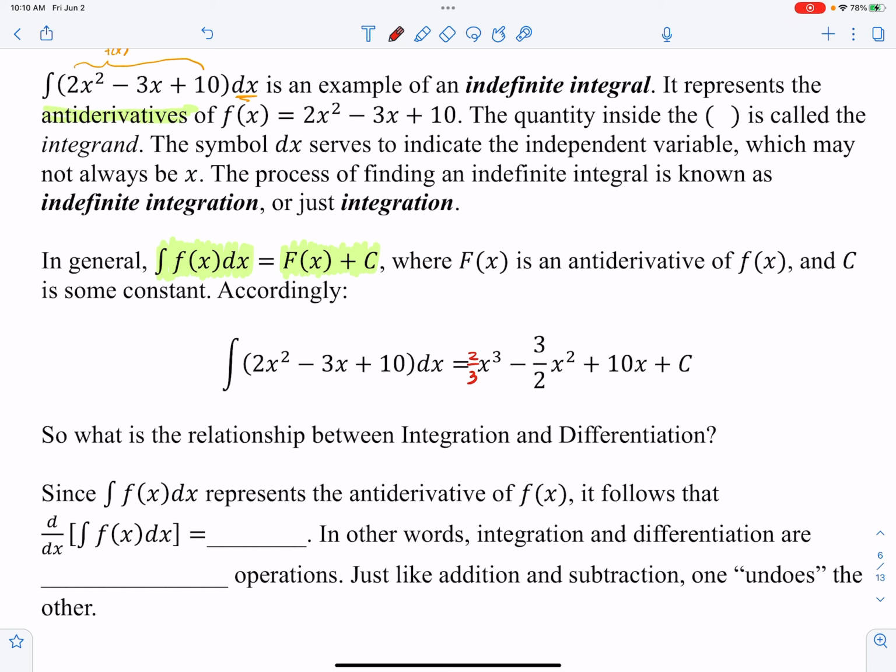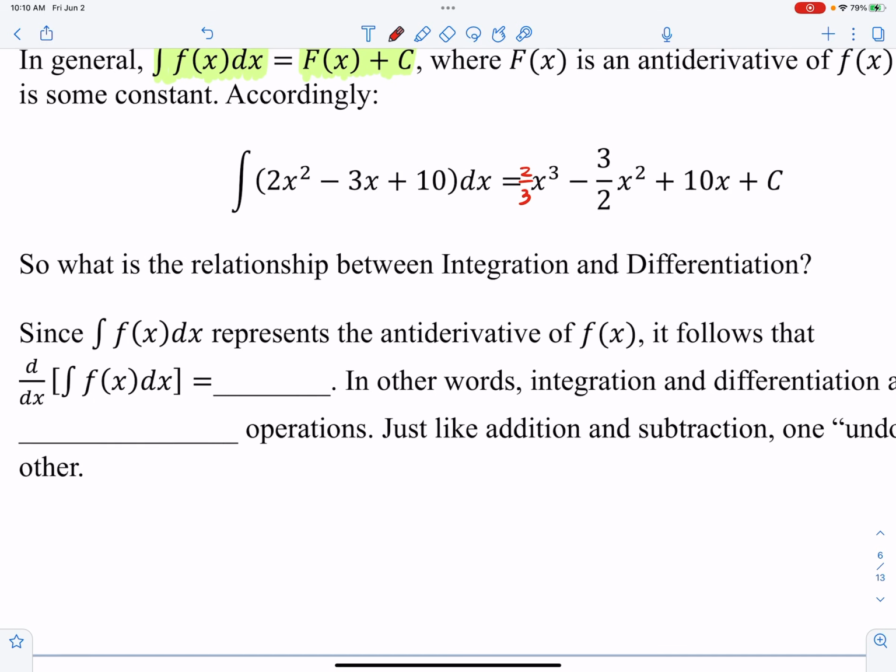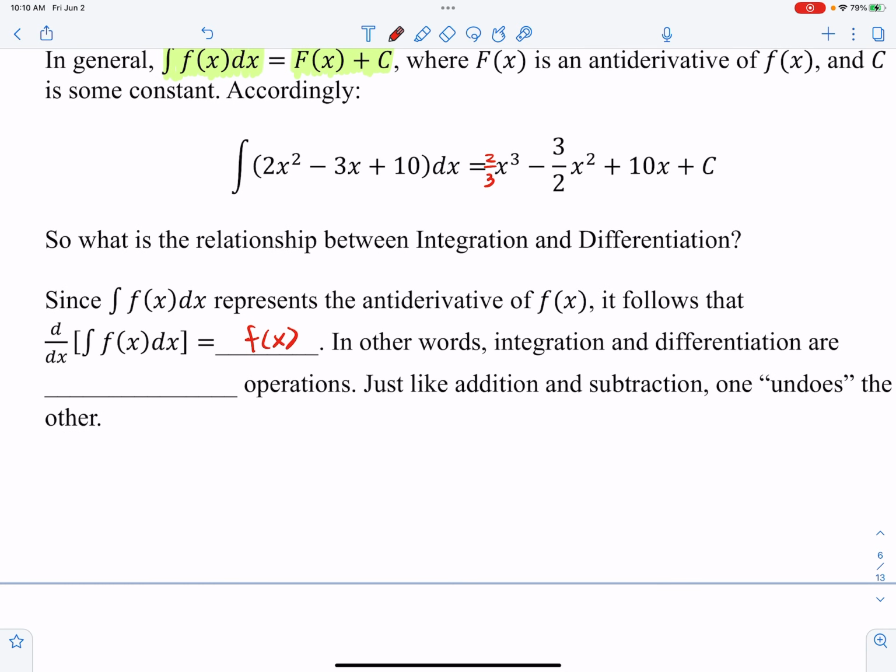So what is the relationship between integration and differentiation? Well, since the integral of lowercase f of x represents the antiderivative of f of x, it follows that the derivative of the integral of f of x dx is equal to lowercase f of x. In other words, integration and differentiation are inverse operations.